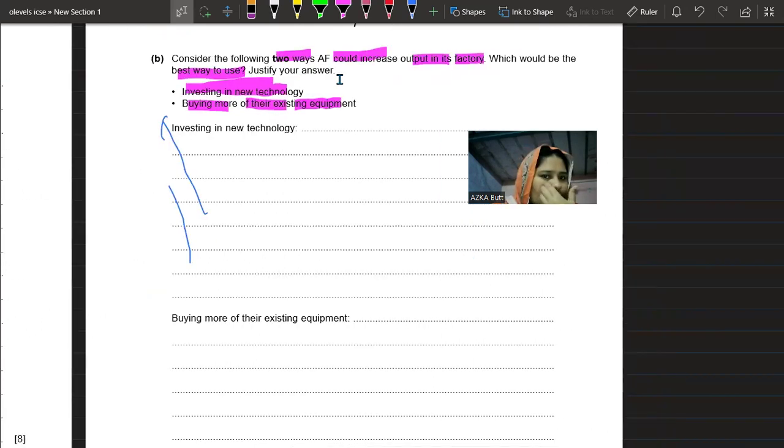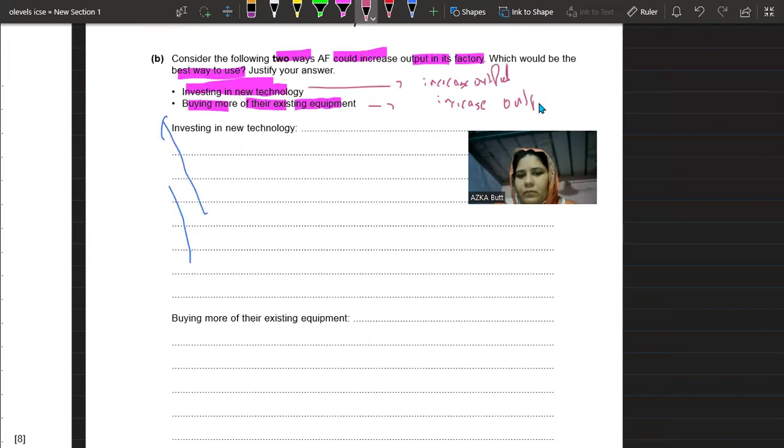And after that, consider the following two ways AF could increase output in its factory and which would be the best way to use. So we have to link two things. Investing in new technology, how can this increase output? And if we buy more of our existing equipment, how can this increase output? So we have to discuss these things.